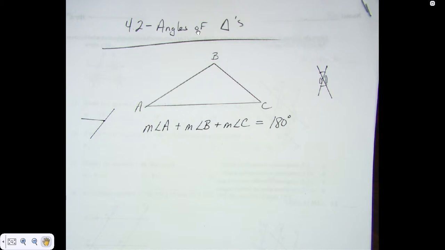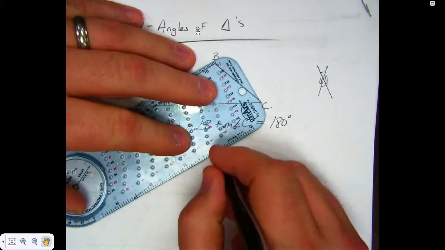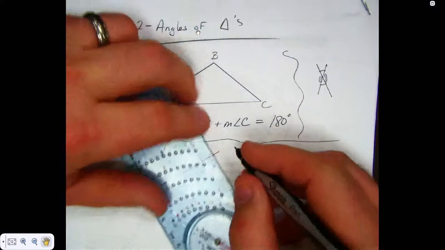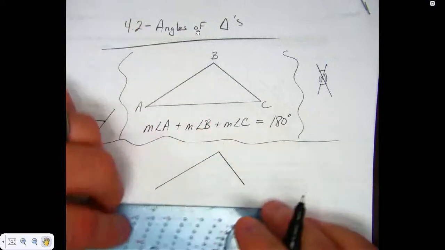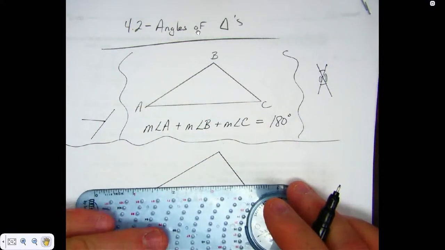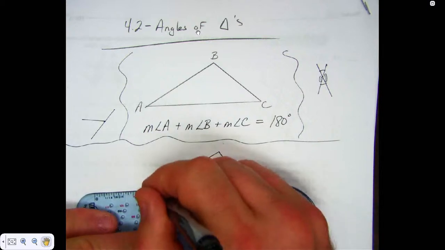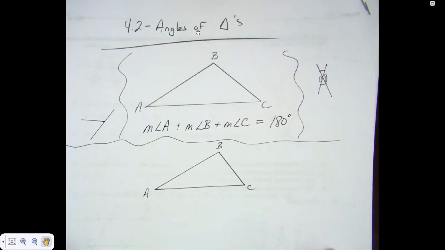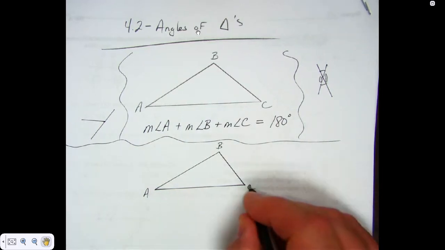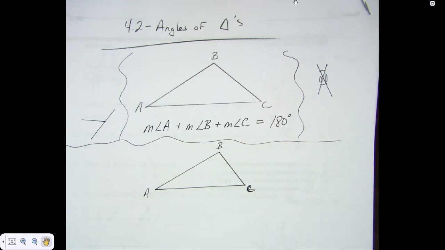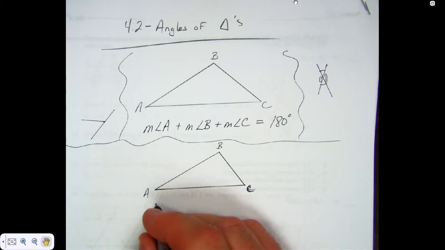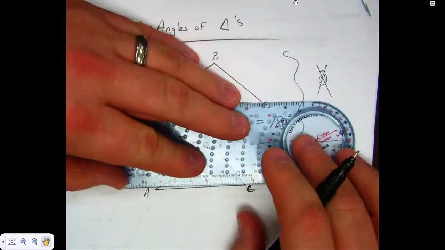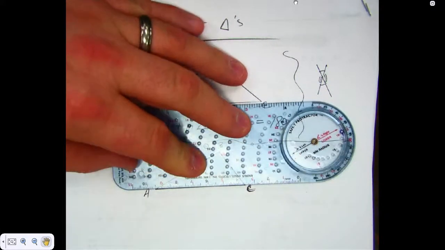One other thing that we need to talk about is what is called an exterior angle. Let's draw, for the most part, the same triangle. Now I'll label it A, B, C. Okay, we know that this plus this plus this equals what? 180.